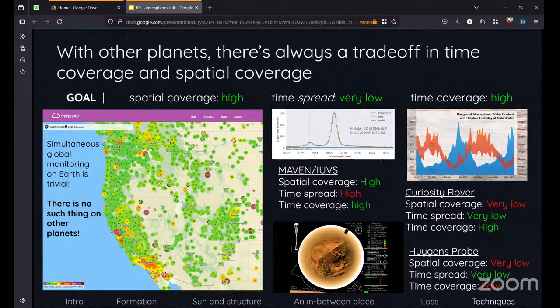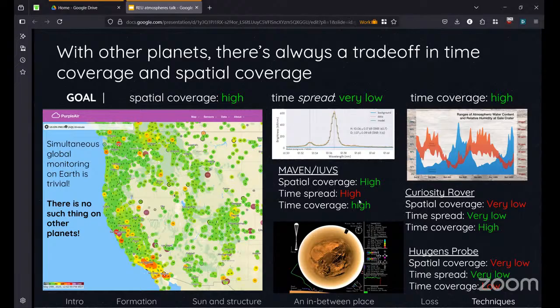But there's always a trade-off. So I've showed how these do for the other observation types that I mentioned. So with MAVEN IUVS, we're an orbiter around Mars. So we have pretty good spatial coverage, but we have to look at very long times in order to build up that spatial coverage.